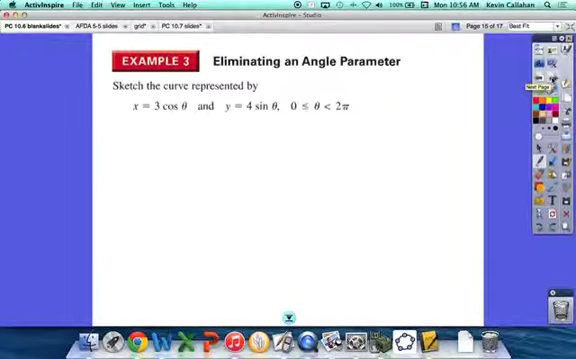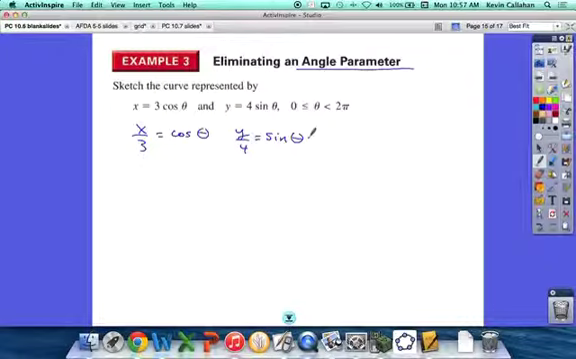Now, this one is saying eliminate an angle parameter. And that is a little bit different. And there's a couple of problems like this. So you want to know how to do that. You do not solve for theta and then plug it into the other one. Instead, watch what we do here, right? This one is x over 3 equals the cosine of theta, right? This one, y over 4 equals the sine of theta.